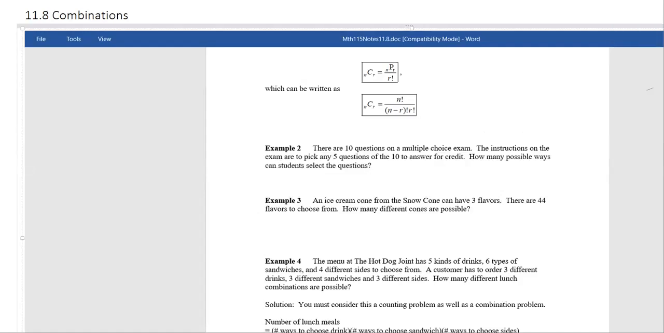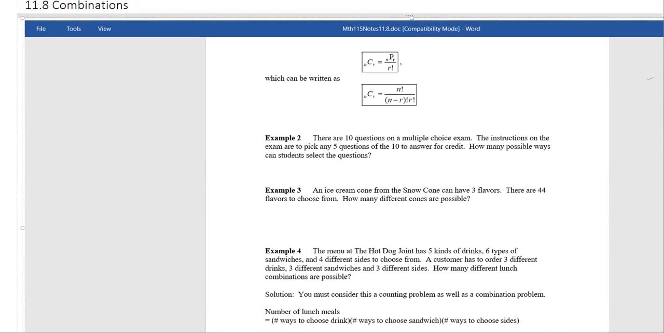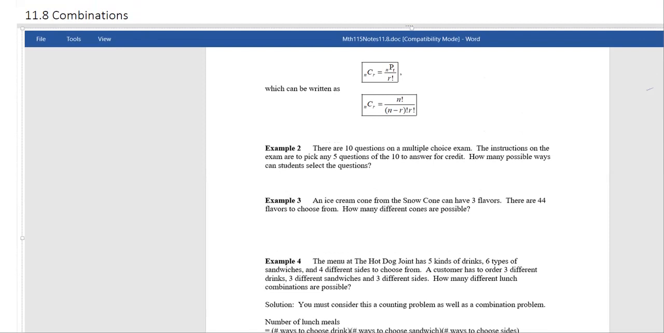All right, we're going to start another section here. It's 11.8, combinations. Now, I don't have all the handout here, just the part that we're going to use. It's important.